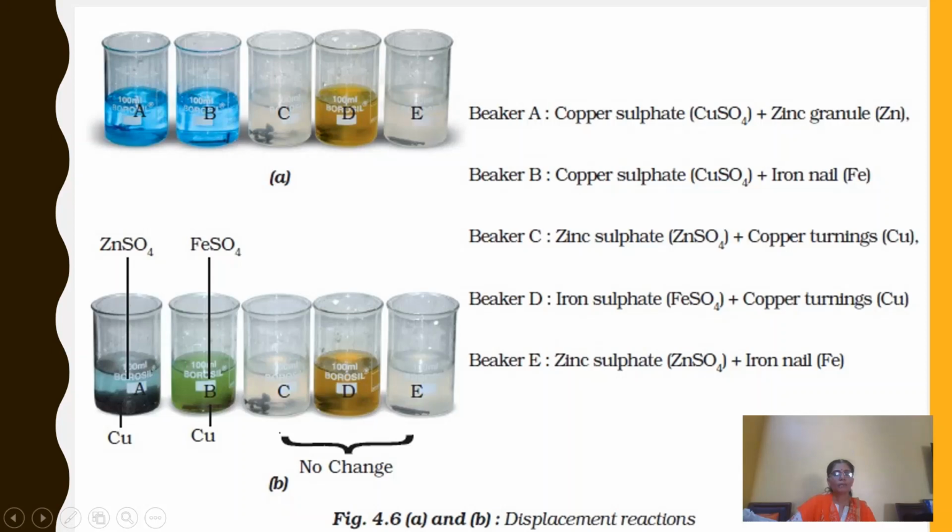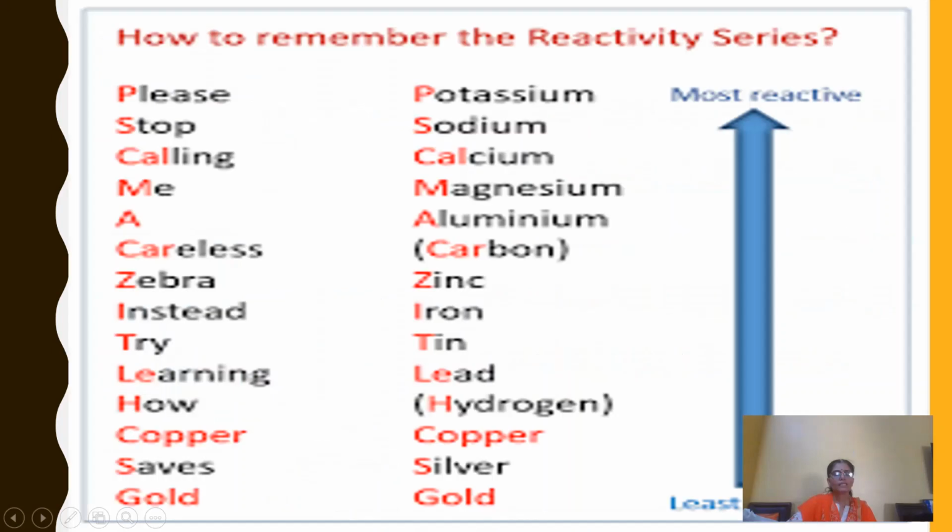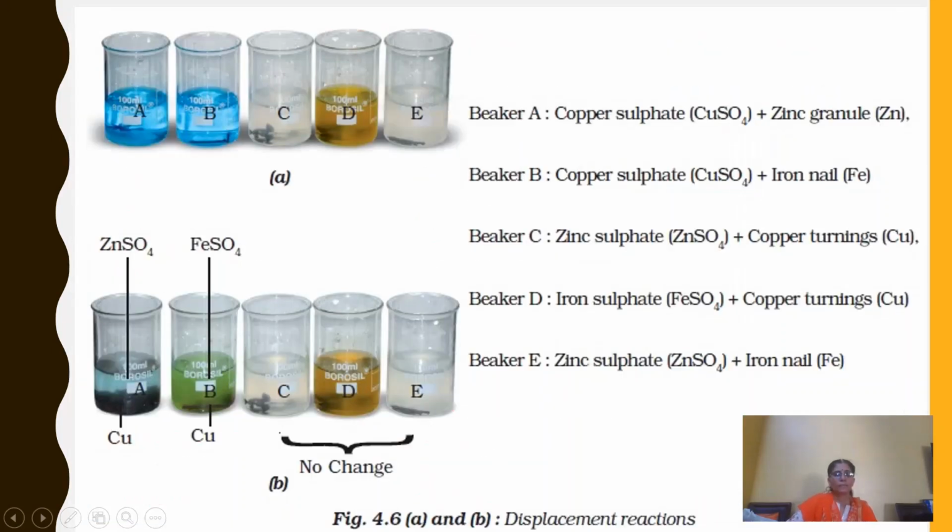Then in beaker B, we have to take copper sulfate solution. We can see here it is a bluish color, and in this we have to put an iron nail. See here, we have put an iron nail in beaker B with copper sulfate solution. Now in beaker C, we have to take zinc sulfate. We have already learned that zinc sulfate is a colorless solution. So here beaker C is colorless because zinc sulfate is taken, and in this we have placed some copper turnings, that is, very thin foil of copper, which we call copper turnings.